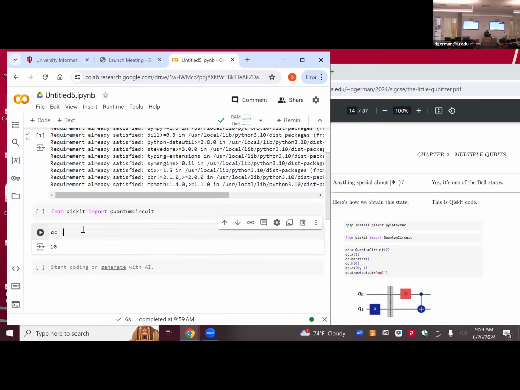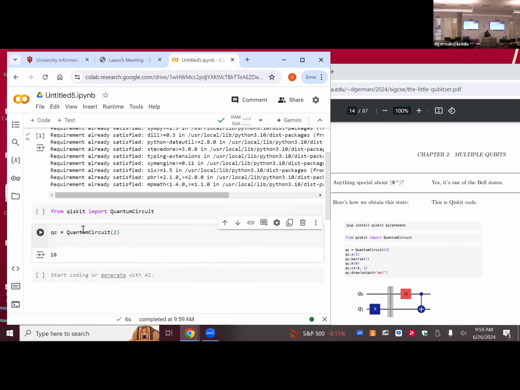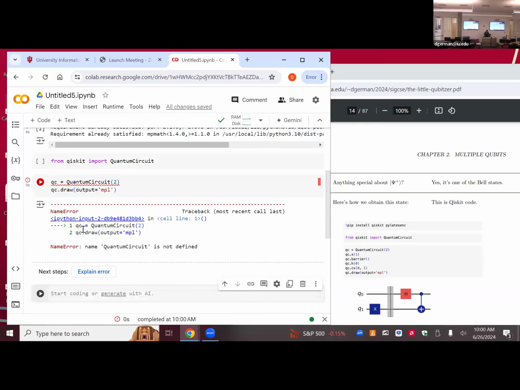So qc equals QuantumCircuit, and I'm going to put 2. And now clearly, folks, I want to do qc.draw with output equals mpl. So as we're getting ready, we still have a little bit of a problem. It says QuantumCircuit is not defined. How could it not be defined?